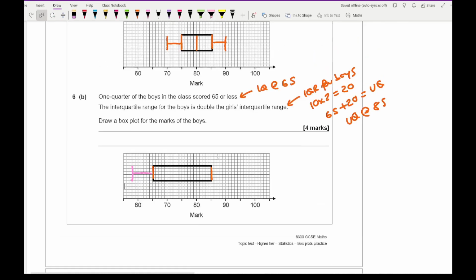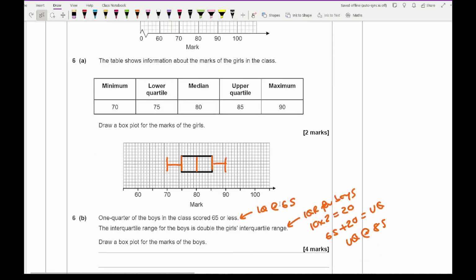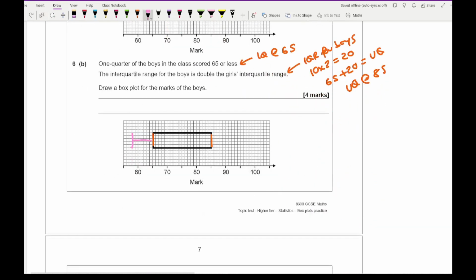Now, the maximum of the class was roughly, I made that to be 91. And the high score that a girl got was 90, so that means that a boy must have got the highest mark. So we then need to find 91, and that's where that needs to be. So that's going to be at 91, and that is at 58.